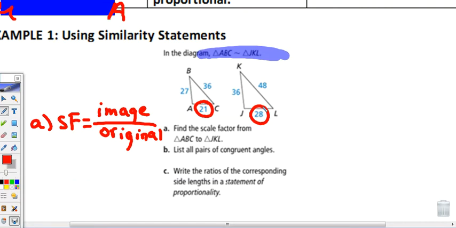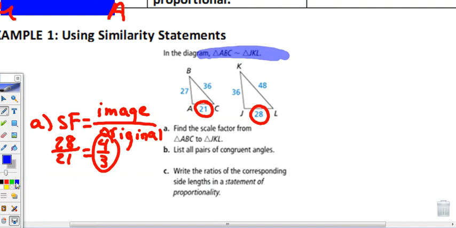7. 7 will go into both, right? How many times will 7 go into the first one? 4. How many times into the second one? 3. Okay, so what's this going to become? 28 over 21, which is going to simplify to what again, kids? 4/3, right? So scale factor, are you okay with that? Yay or nay?